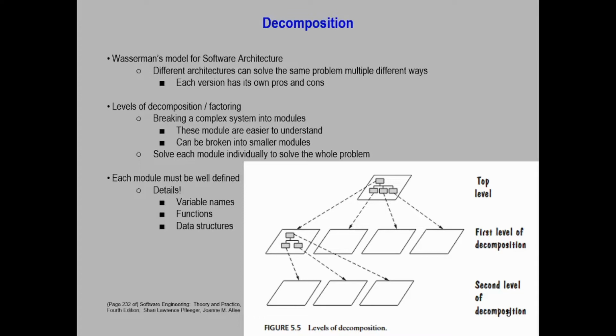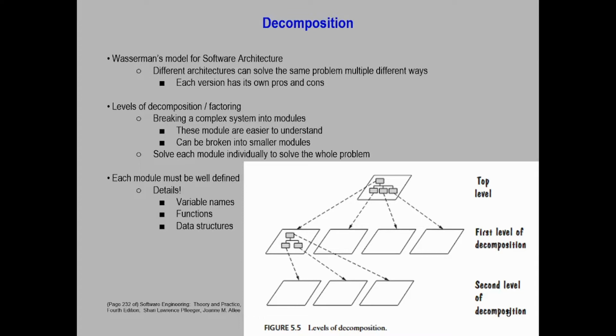Effectively, we're breaking a complex system into modules. These modules are each easier to understand than the previous. It can be broken into smaller modules if need be, if a problem is not small enough already. In order to solve the whole problem, solving each module individually will eventually get you to that goal. So it's a divide and conquer approach, if you will.